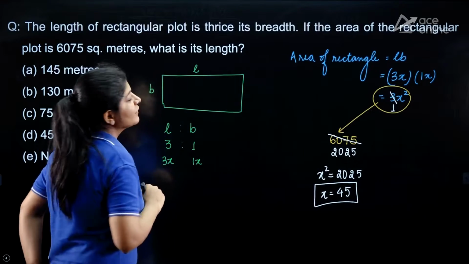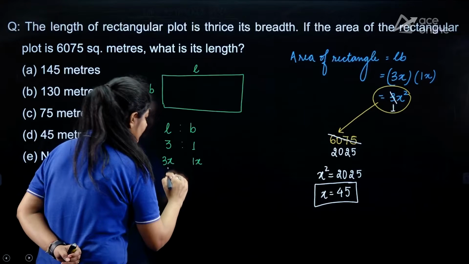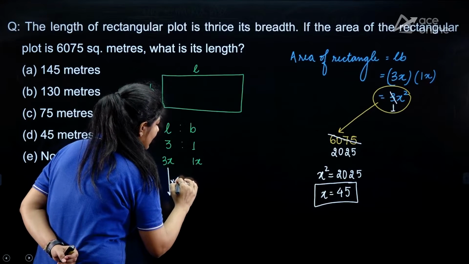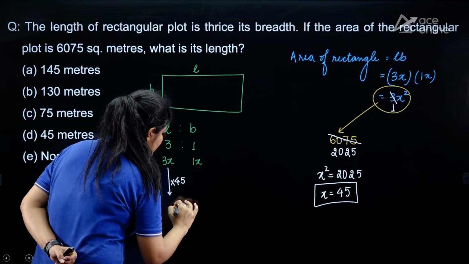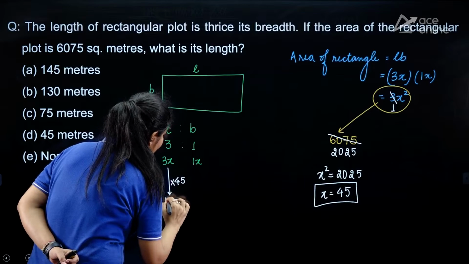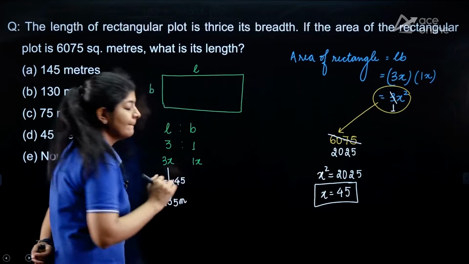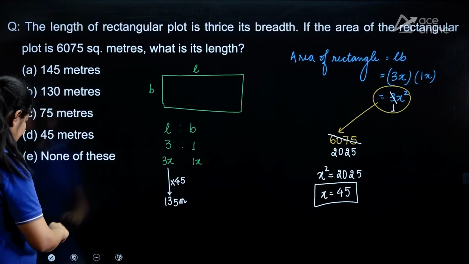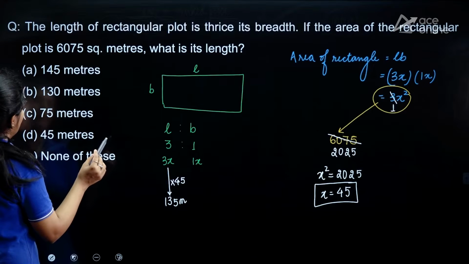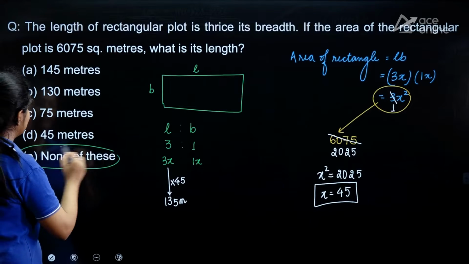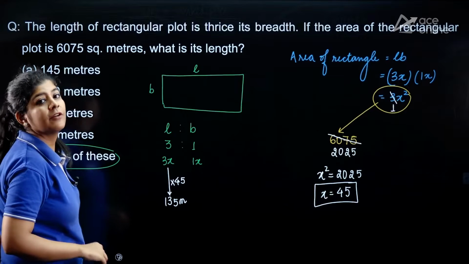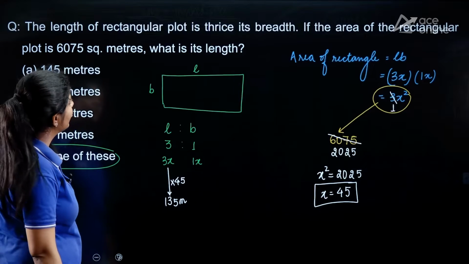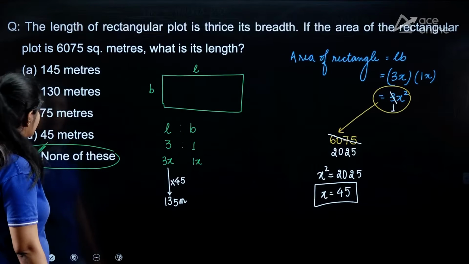Now we need to find out its length. That means we need to find the value of 3x, which is 3 multiplied by 45, which is nothing but 135 meters. The length is nothing but 135 meters. That means none of these is the correct answer. None of these is the correct answer. It's a very simple one, right?